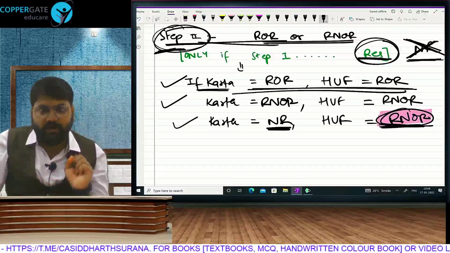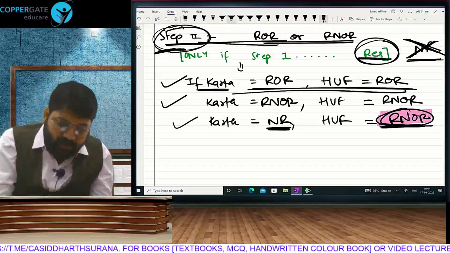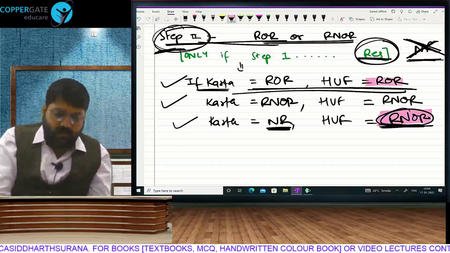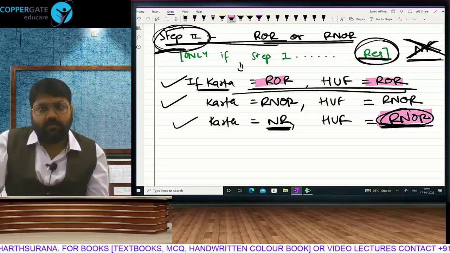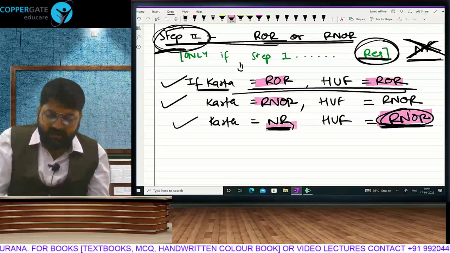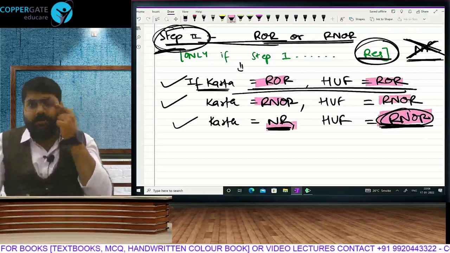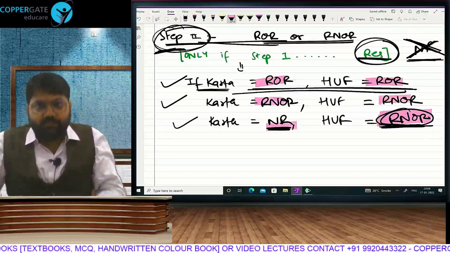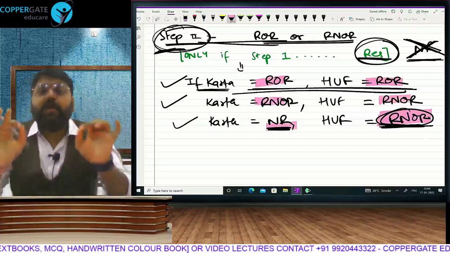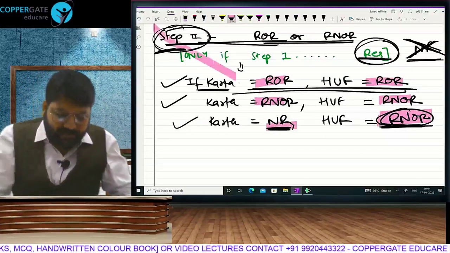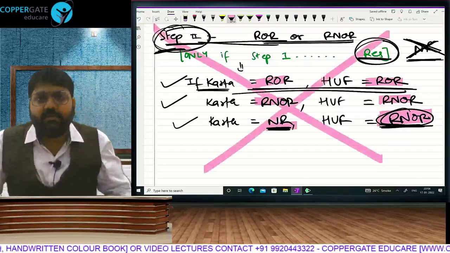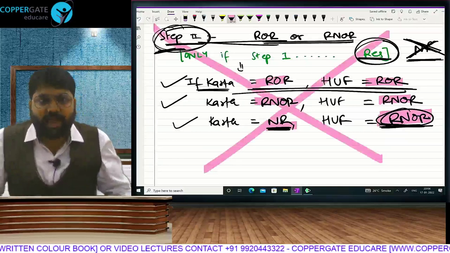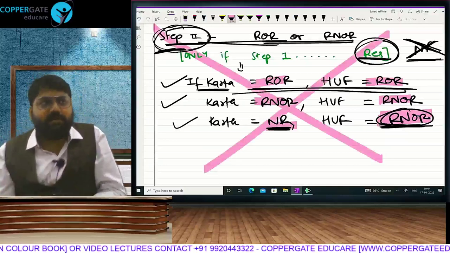So, what are the only options? ROR or RNOR? ROR will take place only if Karta is also ROR. And in both the other cases, it will be RNOR. Now, clear? Non-resident is no longer an answer. If non-resident was your answer, then this step will not happen. If you are doing this step, that means non-resident is not applicable. Now, clear?